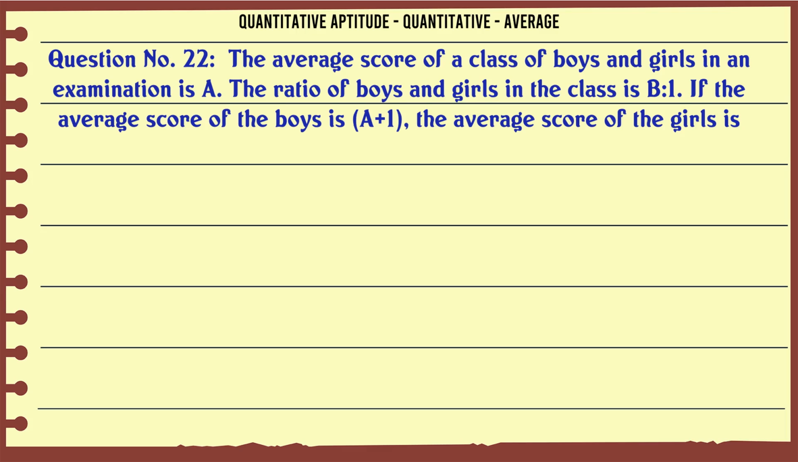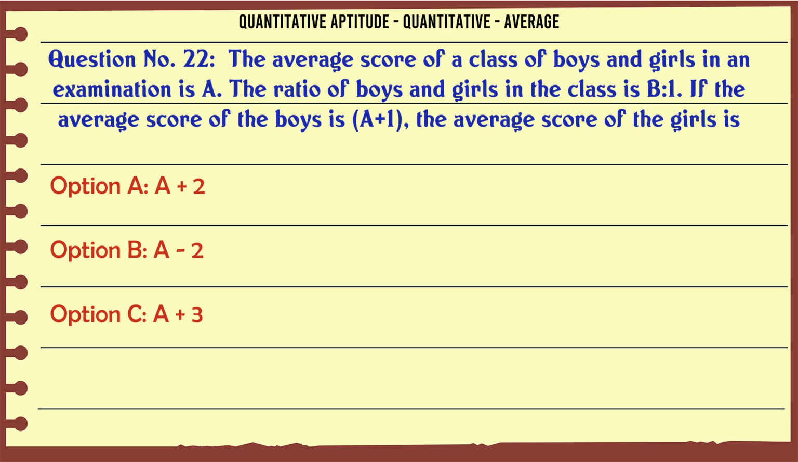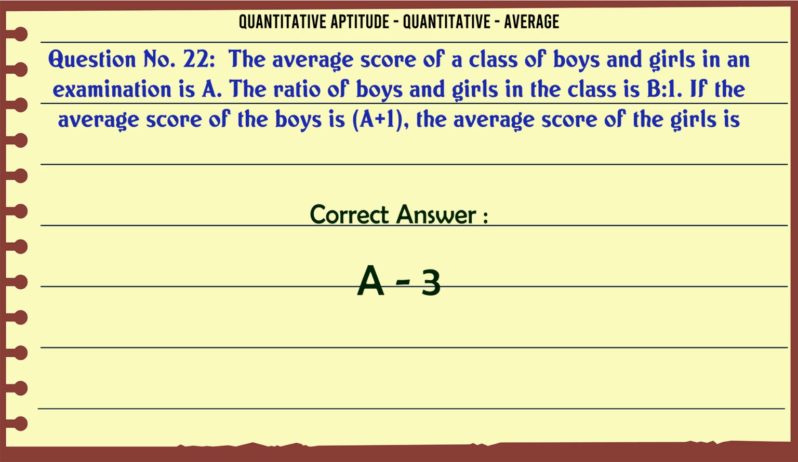The average score of a class of boys and girls in an examination is A. The ratio of boys and girls in the class is B:1. If the average score of the boys is A plus 1, the average score of the girls is A plus 2, B A minus 2, C A plus 3, D A minus 3. The correct answer is A minus 3.